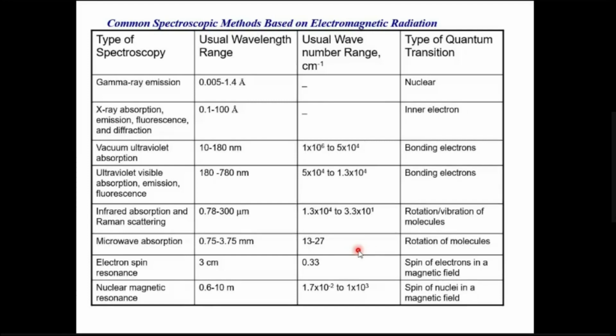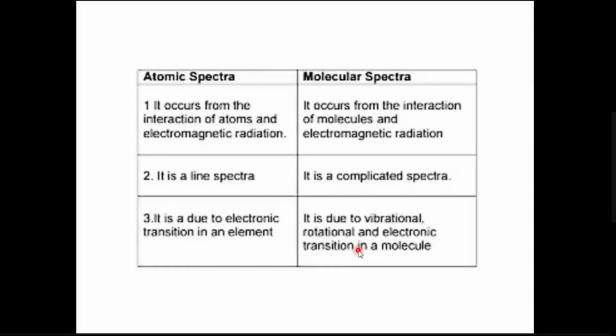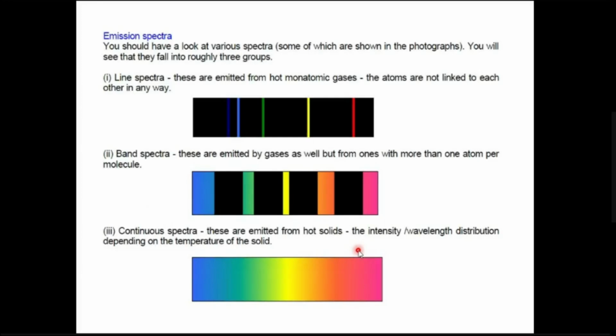Second type, like X-ray absorption, emission, fluorescence, diffraction, may involve the inner electrons, not valence electrons. Like that you go through the points. Okay, then there is something called atomic spectra and molecular spectra. If it is atomic spectra, you will get a line spectra.